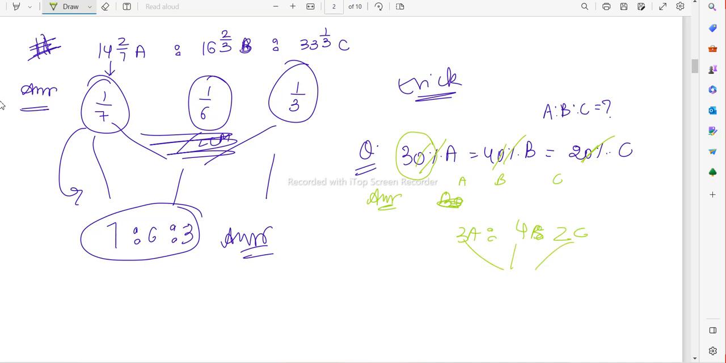And in this case we'll be taking an LCM. So what could we take? 12 we could take. So here you'll be getting A ratio B ratio C as 4 ratio 3 ratio 6. So this is going to be your answer.